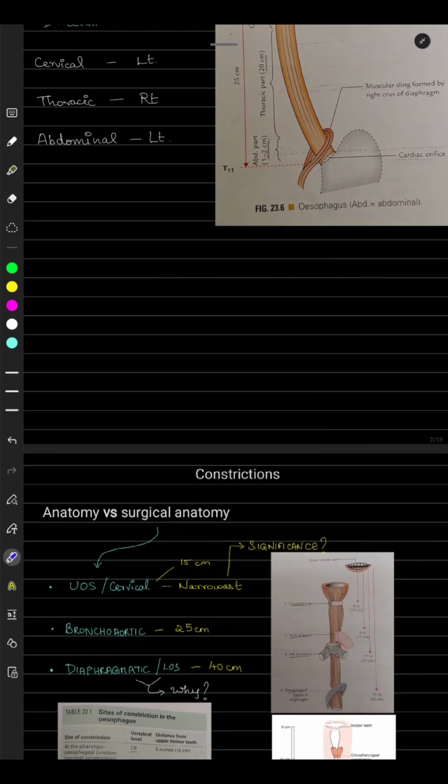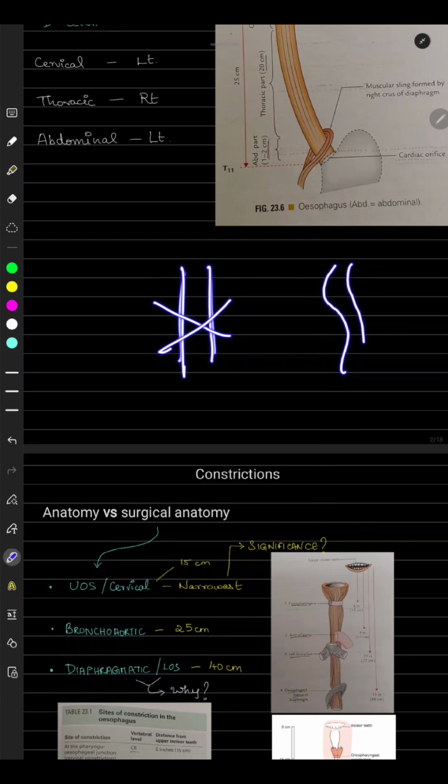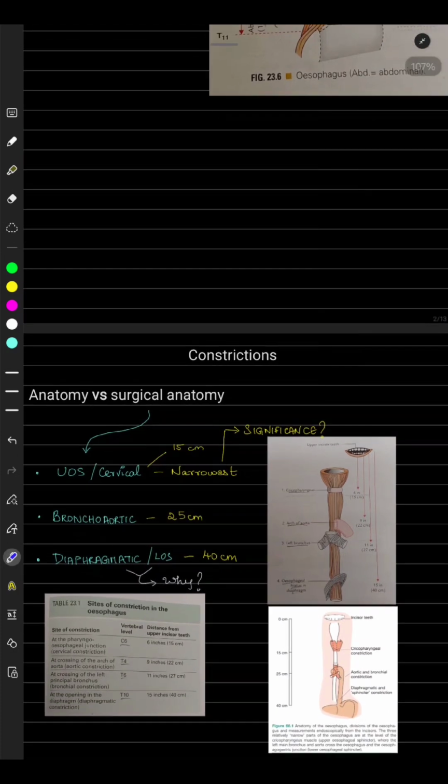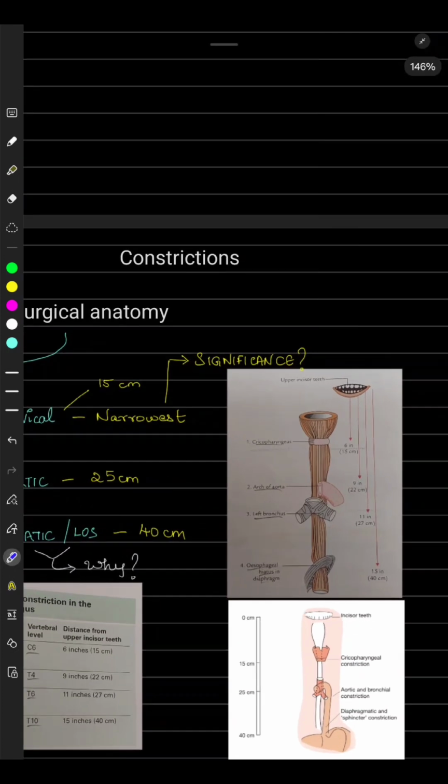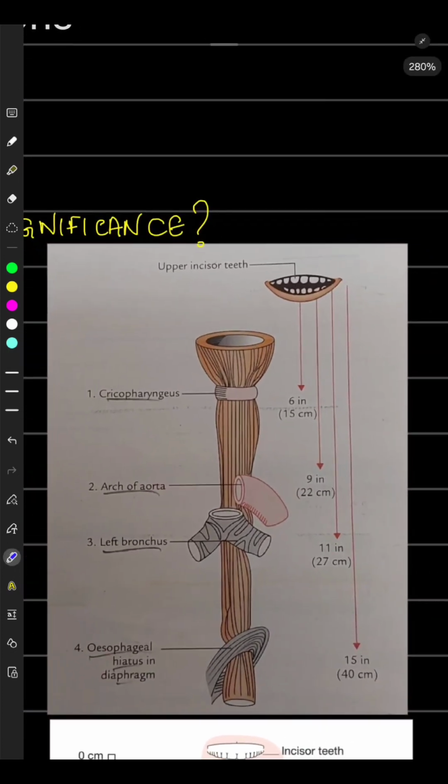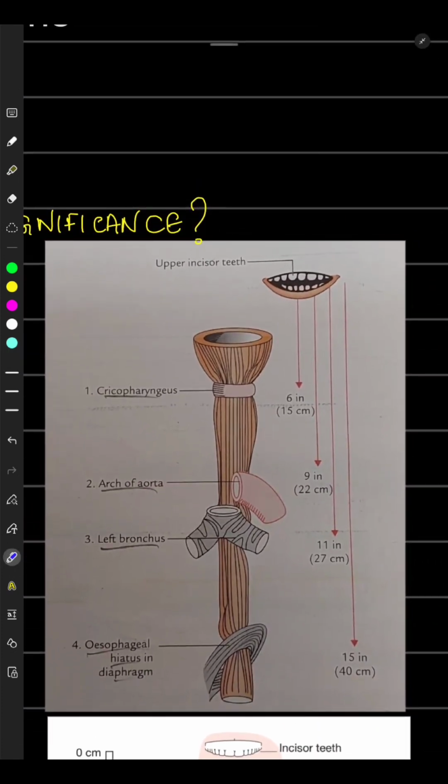If this is the anteroposterior view, this is not the actual view; we have something like this. Is this a full hollow tube, or are there any constrictions? We do have constrictions, and anatomically they describe 4 constrictions, while surgically we have 3 constrictions. Anatomy people will first see how they are divided, so this is how the constrictions are explained.